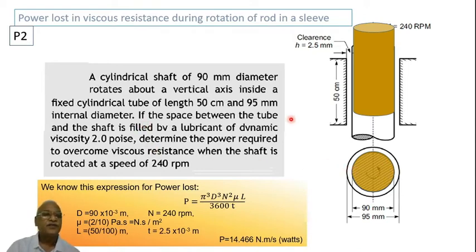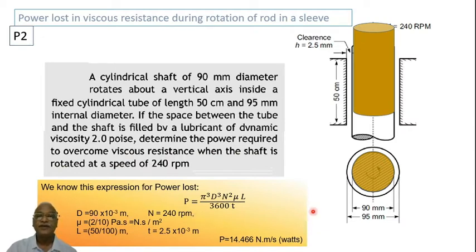If the space between the tube and the shaft is filled by a lubricant of dynamic viscosity 2.0 poise, so mu is given as 2 poise. If you convert that into Pascal seconds, it will be 2 by 10 Pascal seconds, or Newton second per meter square. Determine the power required to overcome viscous resistance when the shaft is rotated at a speed of 240 rpm. So N is given in revolutions per minute.